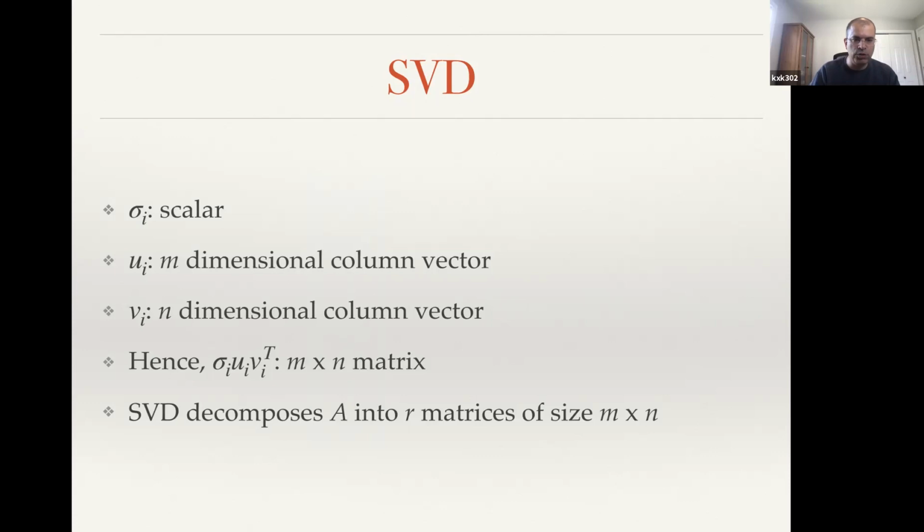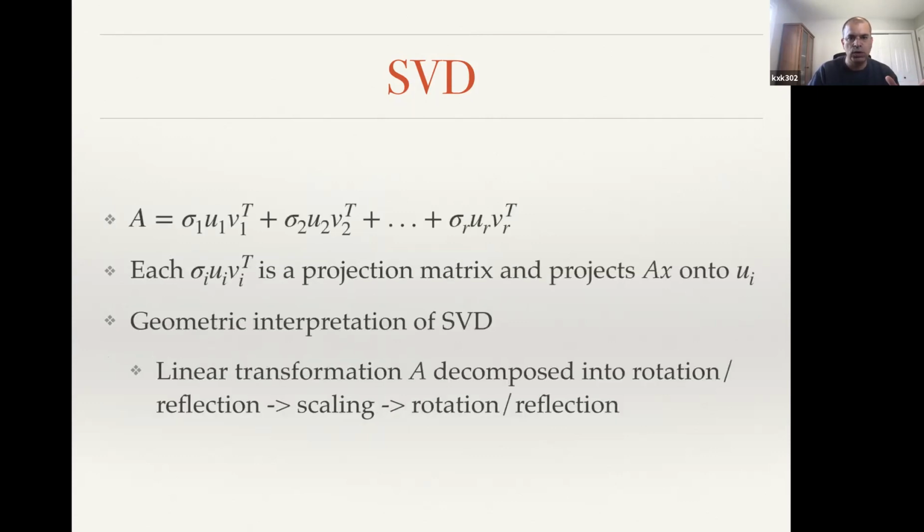So singular value decomposition decomposes A into r matrices of size m by n. Sigma i is a scalar, ui is an m-dimensional column vector, and vi is an n-dimensional column vector. You multiply them, and it's an m by n matrix. So each sigma i ui vi transpose is a projection matrix. Projection is where you just move one matrix onto one eigenvector.